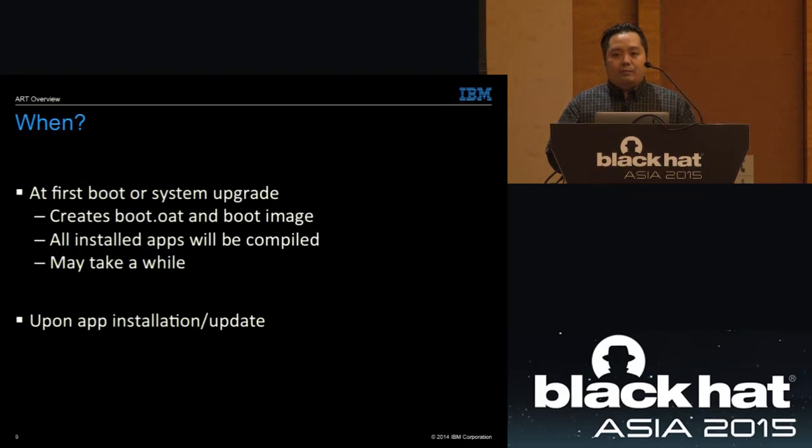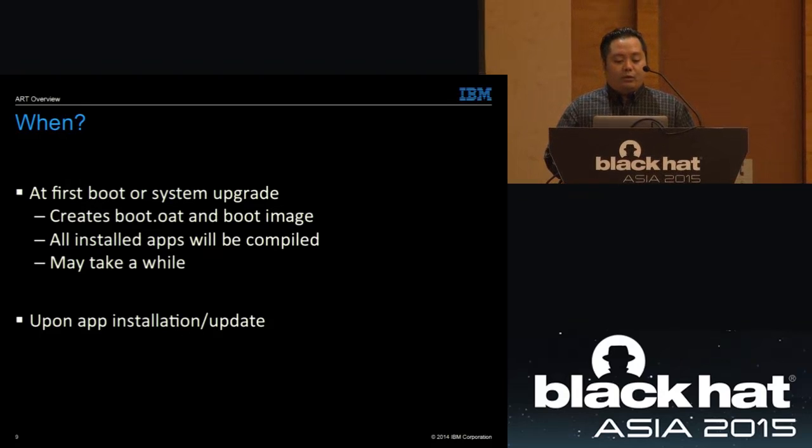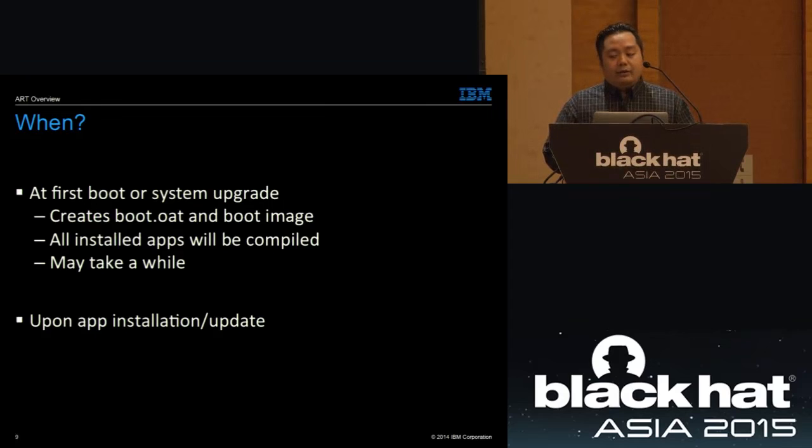This ahead of time compilation is done at first boot, or the first time you boot a device you bought, and upon system upgrade or OTA updates. In this scenario, it will create a boot.oat and boot image, which I'm going to talk about later. And all the installed apps on your phone will be compiled. So this will take a few minutes if you have a lot of applications installed. Compilation will also be done upon app installation, like I said. And it will be recompiled again every time you update an application.